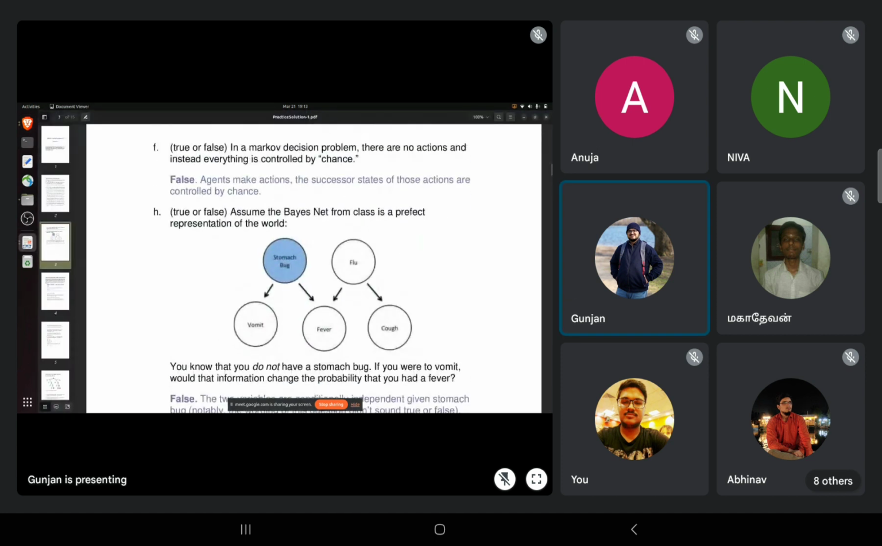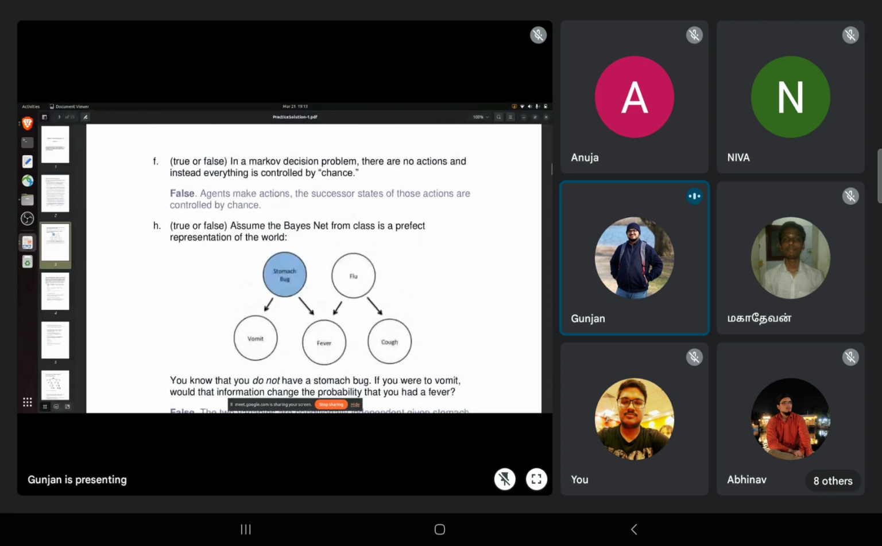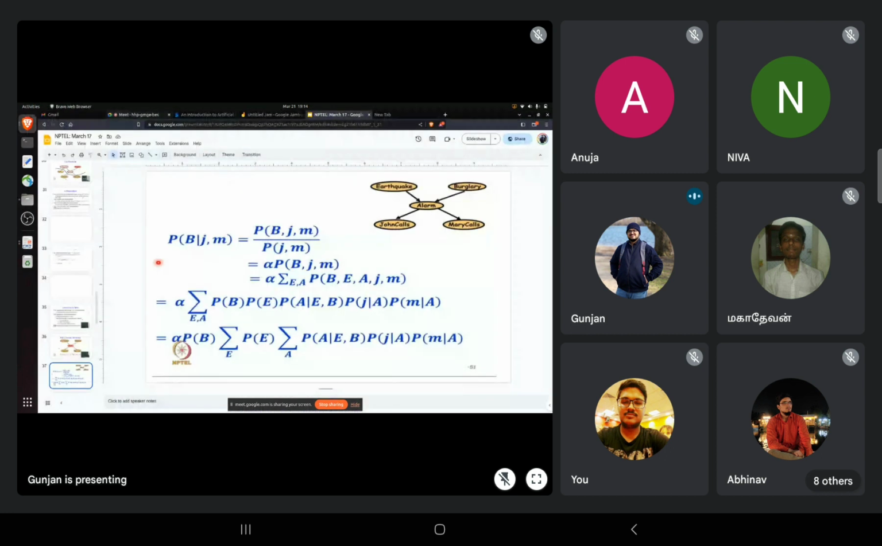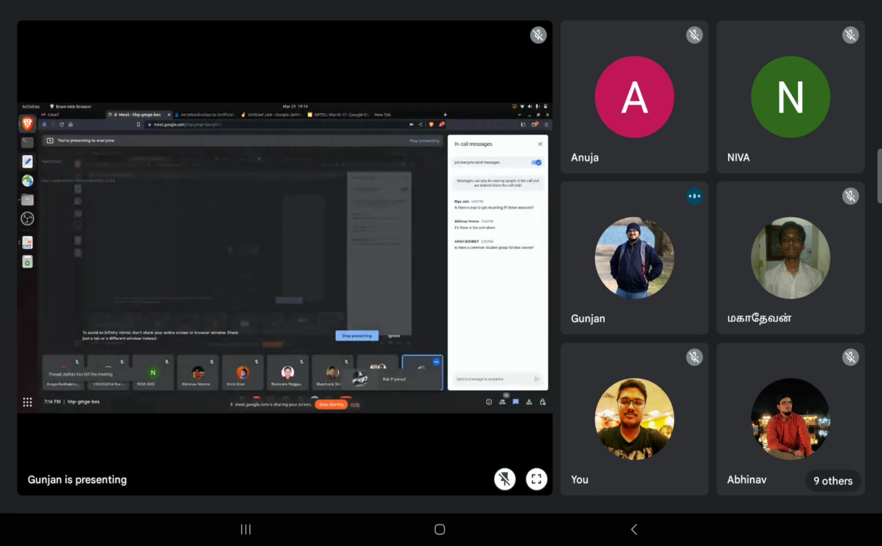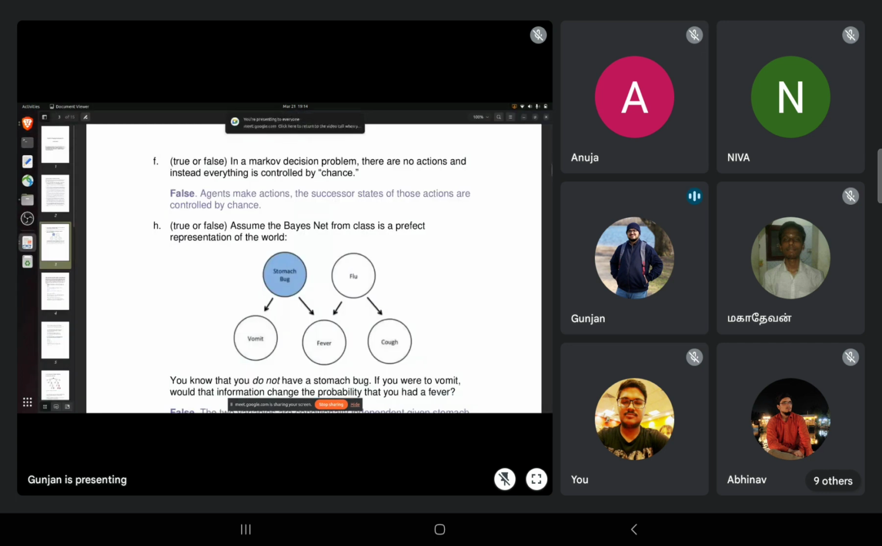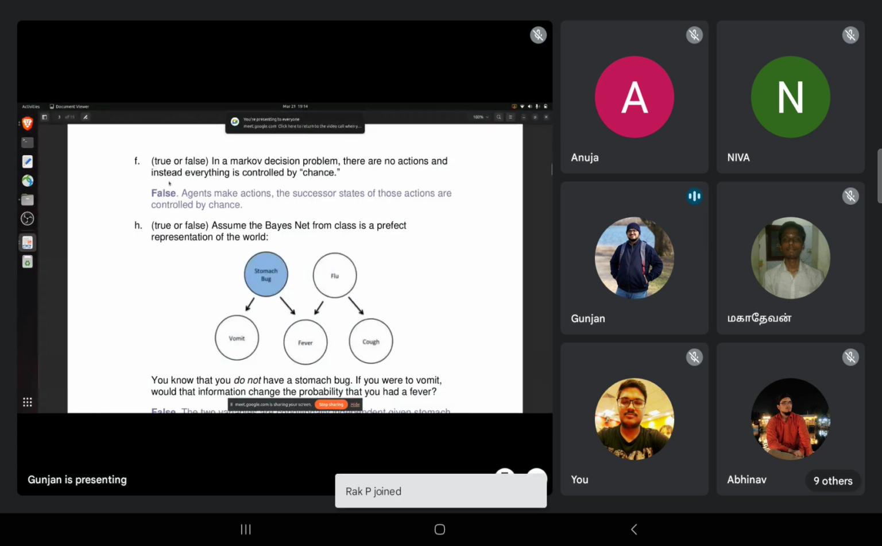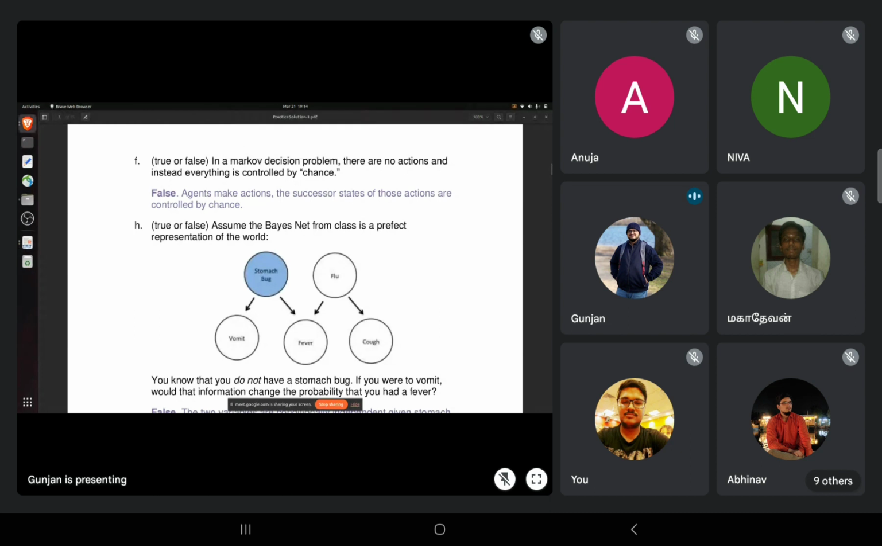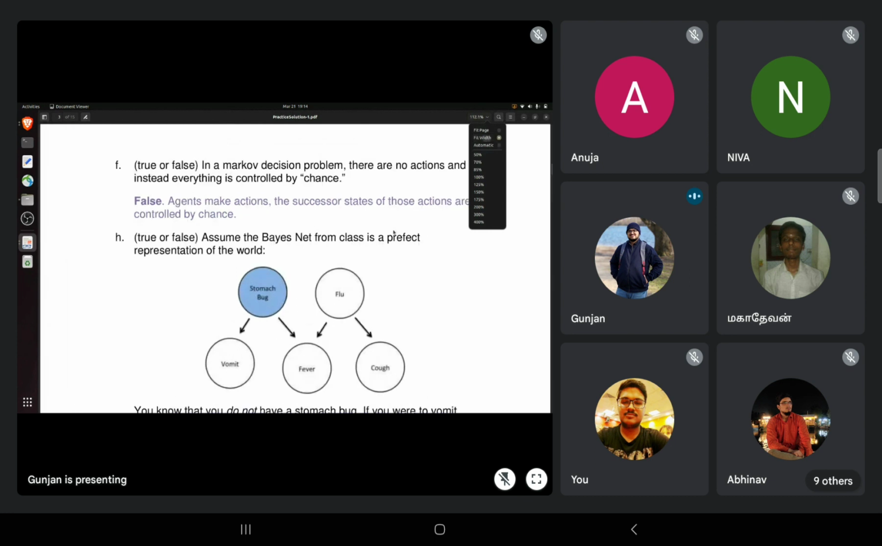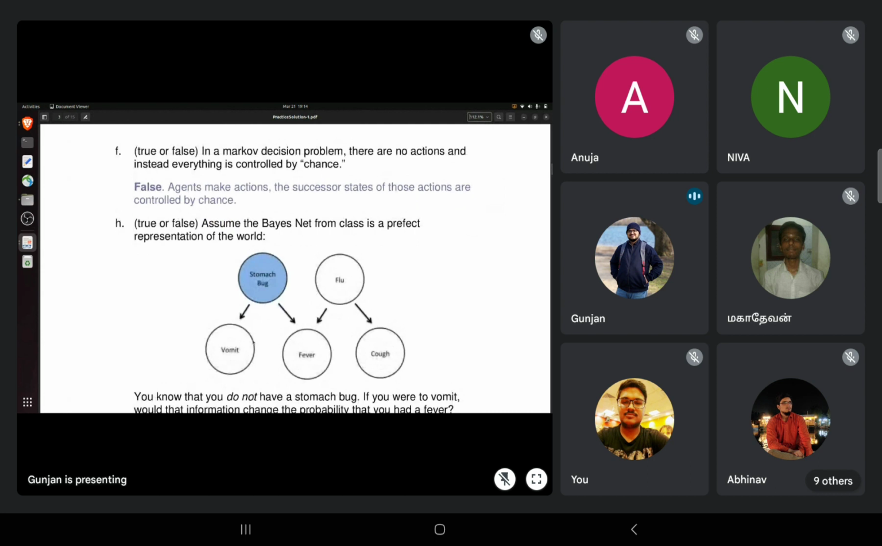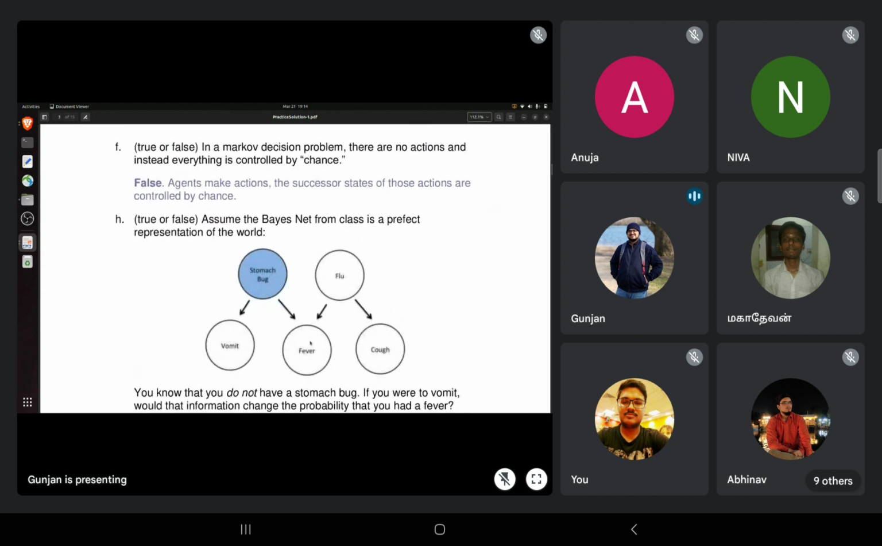Yeah. So here is a question for you guys. Assume that the Bayes net from the class is a perfect representation of the world. Now you know that you do not have a stomach bug. Now, if you were to vomit, would it change the probability that you had a fever? What would you comment on this? Is this statement true or false?